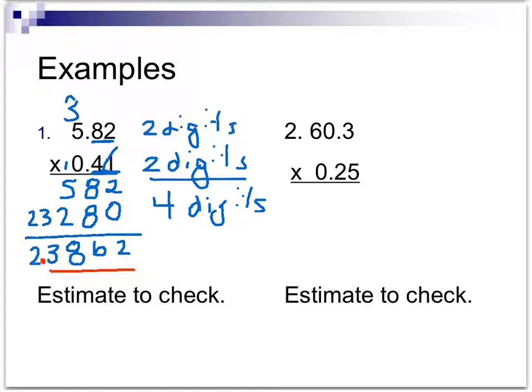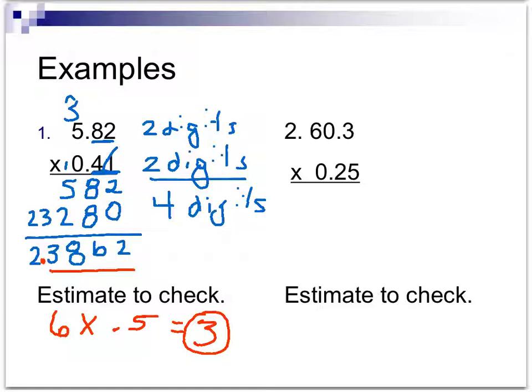I can also use estimation to appropriately place the decimal point as well. Taking a look at 5.82, 5.82 estimates to 6, very, very close to 6. And 0.4 is very, very close to 0.5, or half. Well, what's half of 6? Half of 6 is 3. So I should know then that my answer, 2.3862, has to be very, very close to 3, which it is.